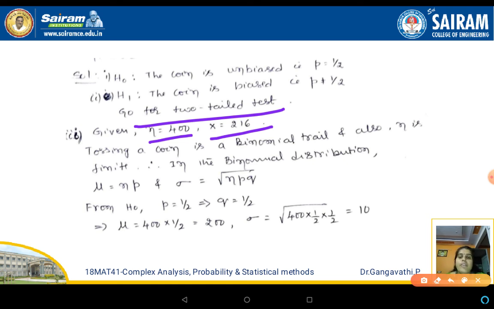We know the value of p, so it is easy for us to calculate the value of q, because p plus q is equal to 1. By using this expression, you get q equal to half. P is equal to half and q is also equal to half. Let us evaluate the mean now. Mean mu is equal to n, 400 number of trials, and p is half. Therefore we get mu as 200, and standard deviation is square root of npq. N is 400, p is half, and q is also half. Therefore sigma is equal to 10.